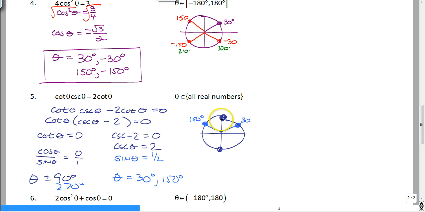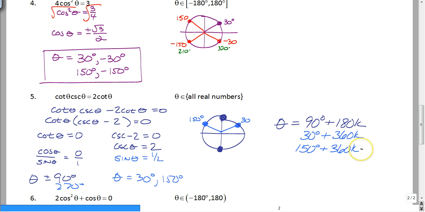This answer and this answer are 180 degrees apart. So we can say that theta is equal to 90 degrees plus 180k. And this coordinate right here is 30 degrees plus 360k. And this one right here is 150 degrees plus 360k.